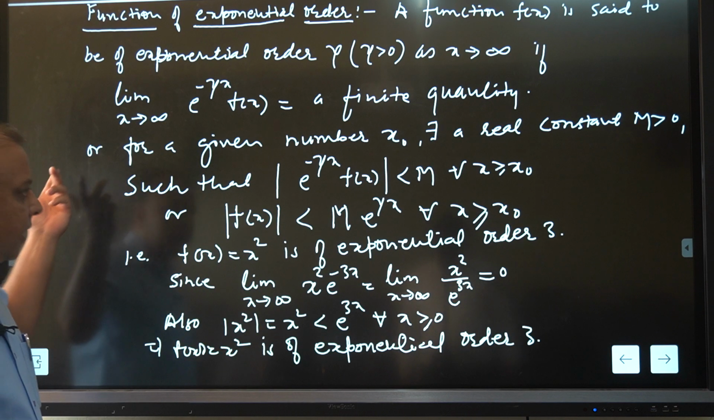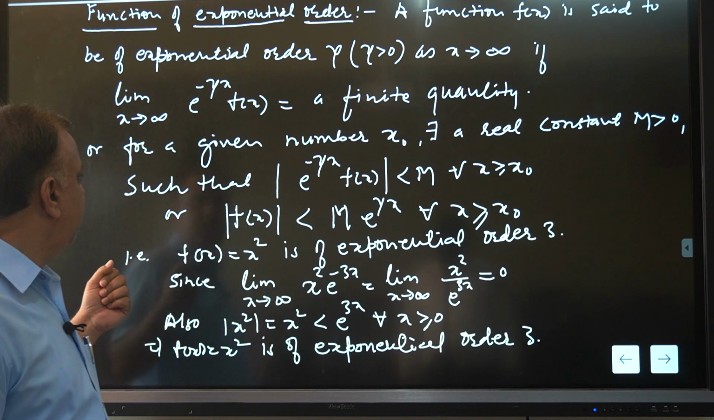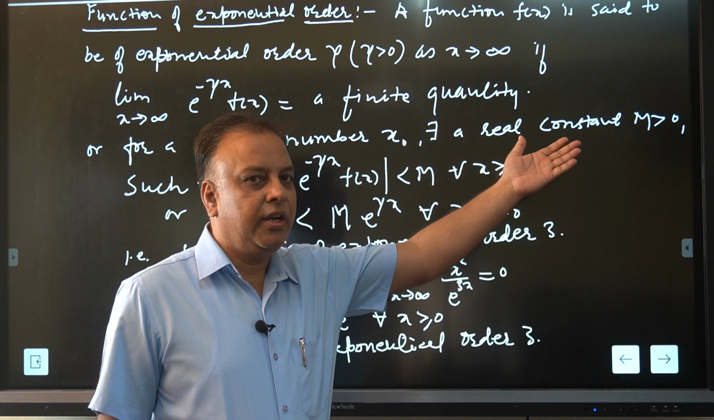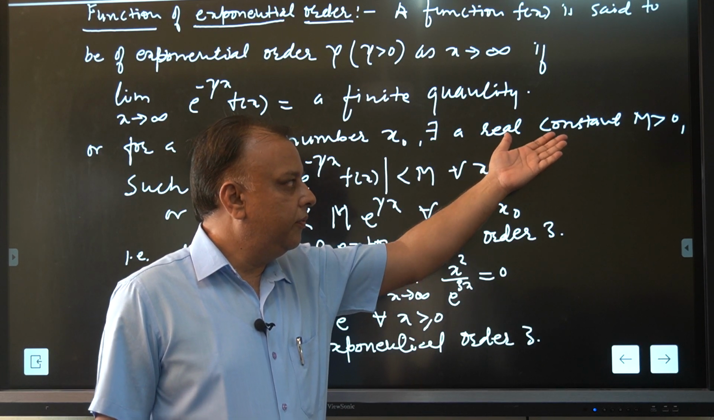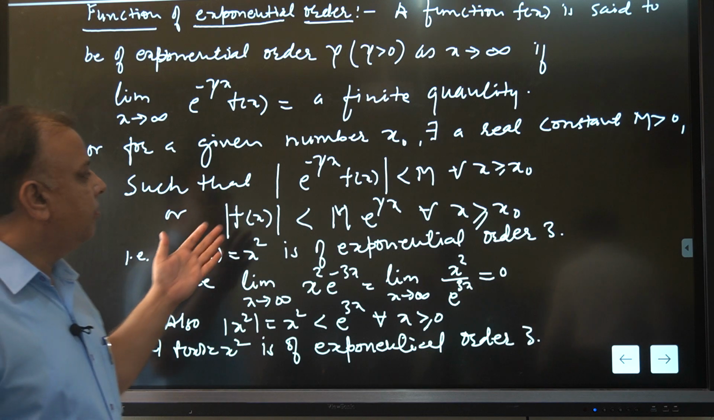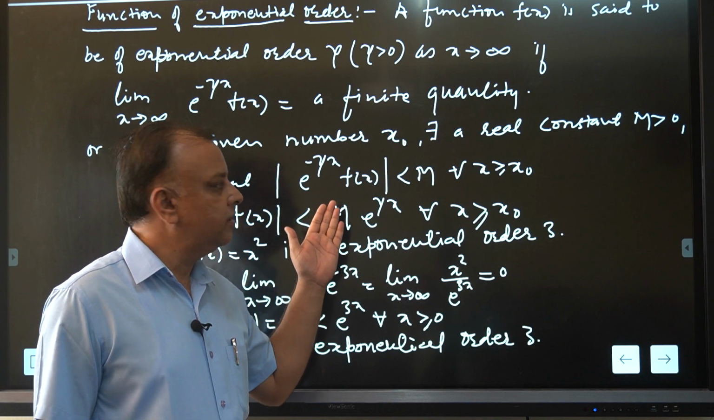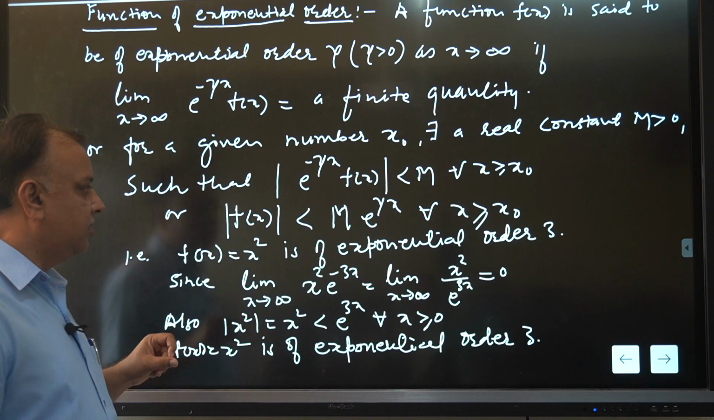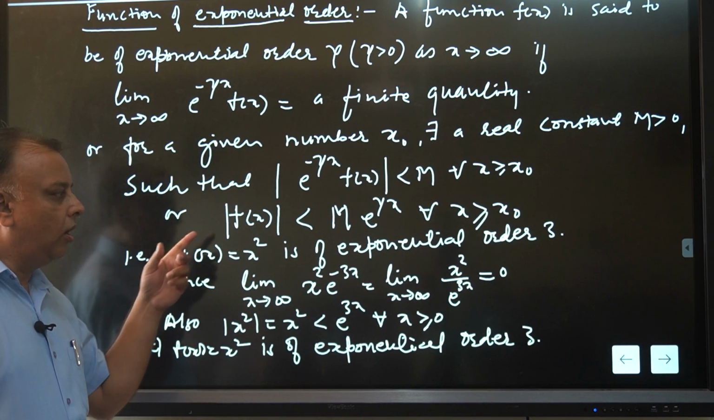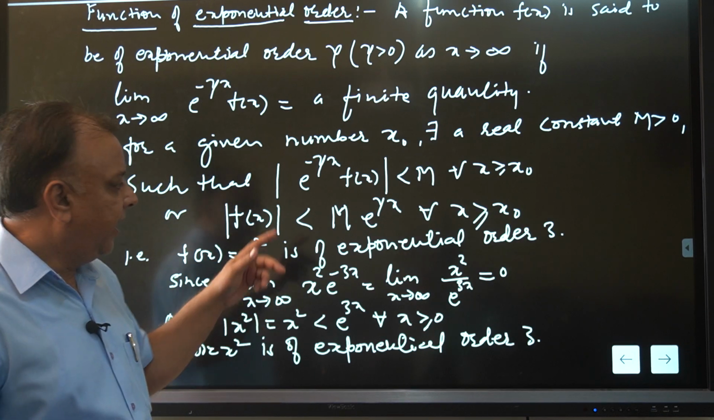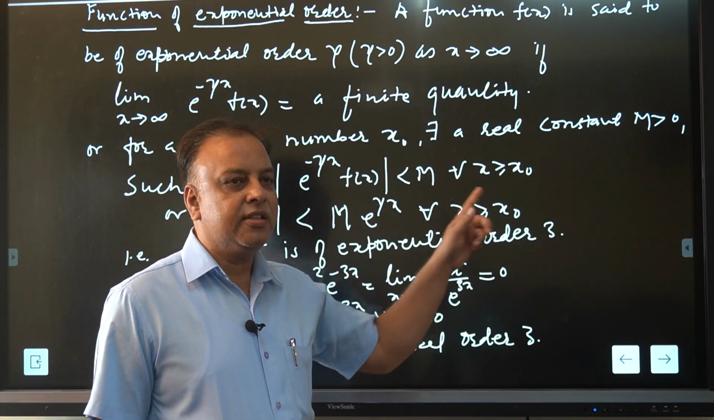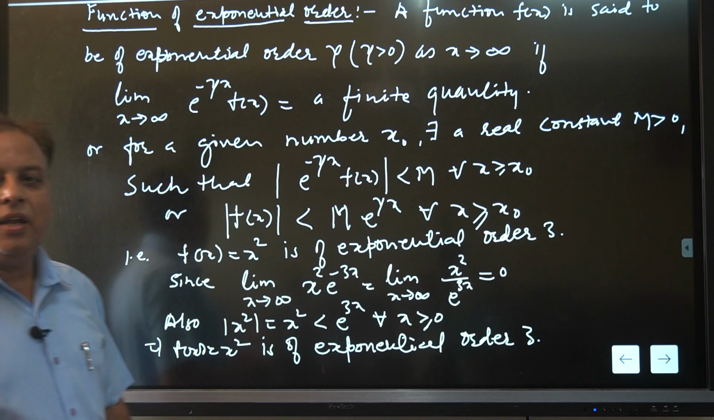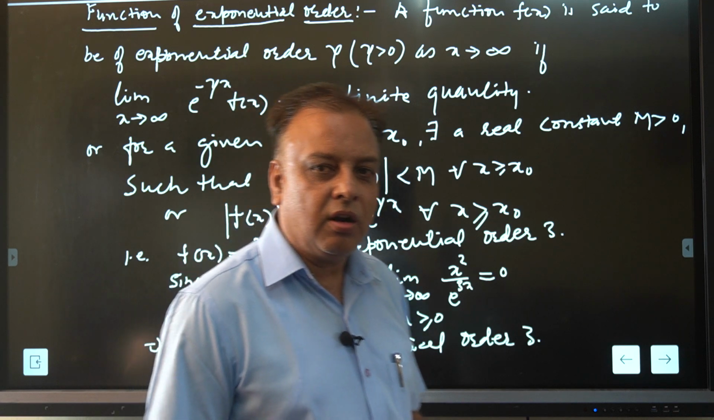Or, in another way, we can define it as follows: if, for a given number x0, there exists a real constant m greater than 0 such that the modulus of e raised to minus gamma x times f(x) is less than m for all x greater than or equal to x0, or we can write it as the modulus of f(x) is less than m times e raised to gamma x for all x greater than or equal to x0, then we say that the function f(x) is of exponential order gamma.